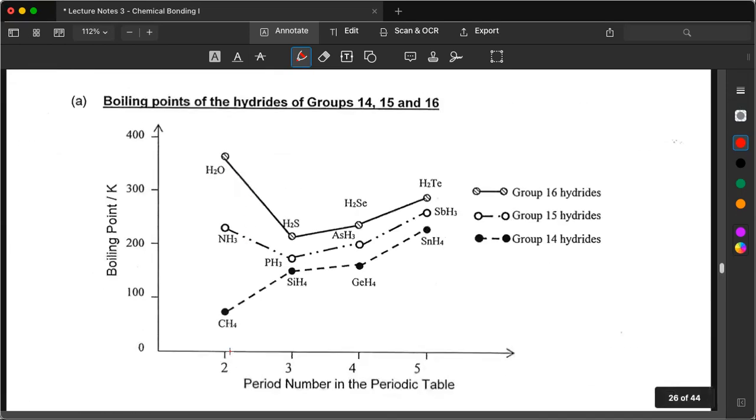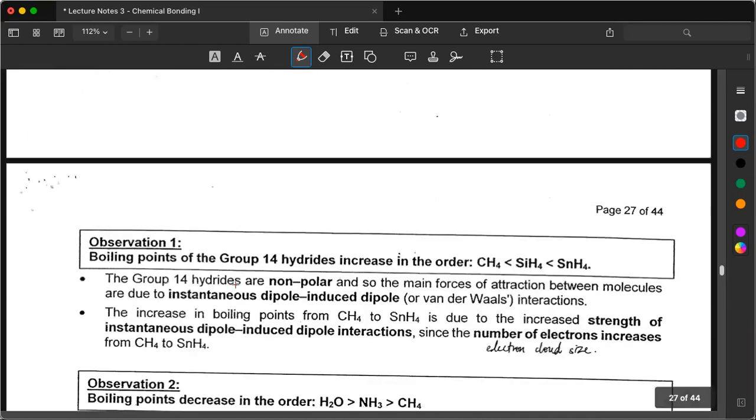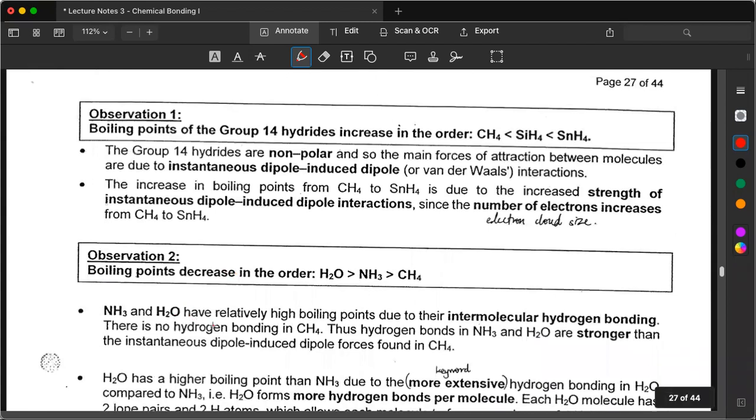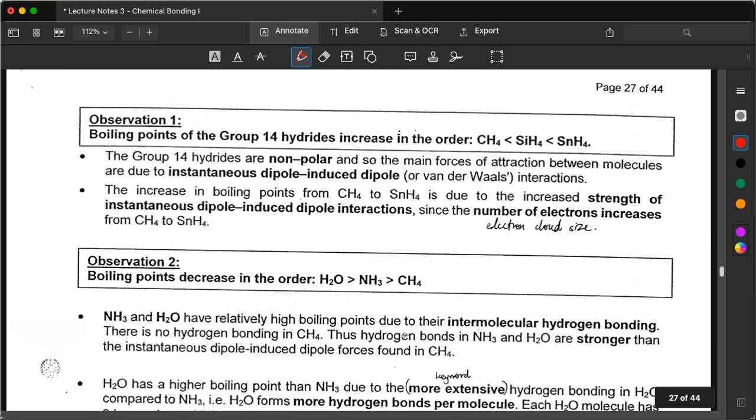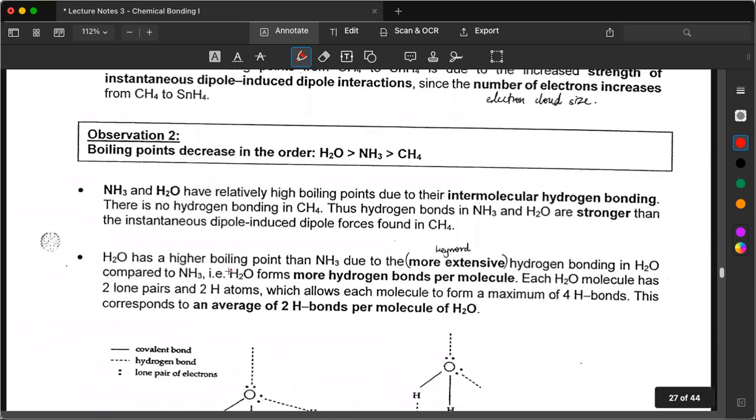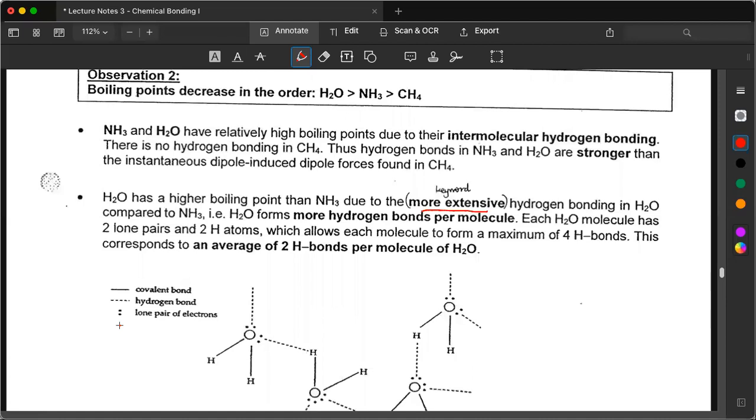Next observation, we see that here H2O, NH3, and CH4. The highest is H2O, followed by NH3 and CH4. This is the second observation here. So NH3 and H2O have relatively higher boiling point because there is intermolecular hydrogen bond. Intermolecular, okay? There is no hydrogen bond in CH4. So the hydrogen bond will be stronger than the ID-ID forces in CH4. And why H2O has a higher boiling point than NH3? Because H2O has more extensive, this is important, more extensive hydrogen bond compared to NH3.